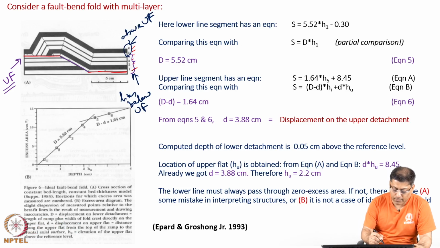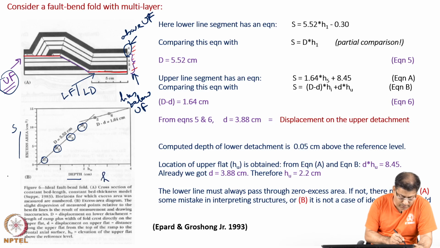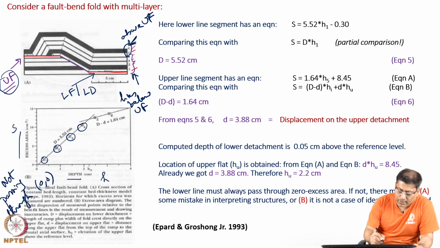So, if we do the area balance and find out the depth of the lower flat LF or the lower detachment LD for lines 1, 2, 3, 4, since they lie below the upper flat, it will be a straight line which is drawn here. Points 1, 2, 3 and 4 are plotted in the depth versus excess area S diagram. They fall in a straight line, but note that this straight line is not passing through the origin 0, 0. Now, since lines 5 and 6 lie above the upper flat, once they are plotted, they actually plot in another distinct straight line. So, this straight line and that straight line are distinctly different.